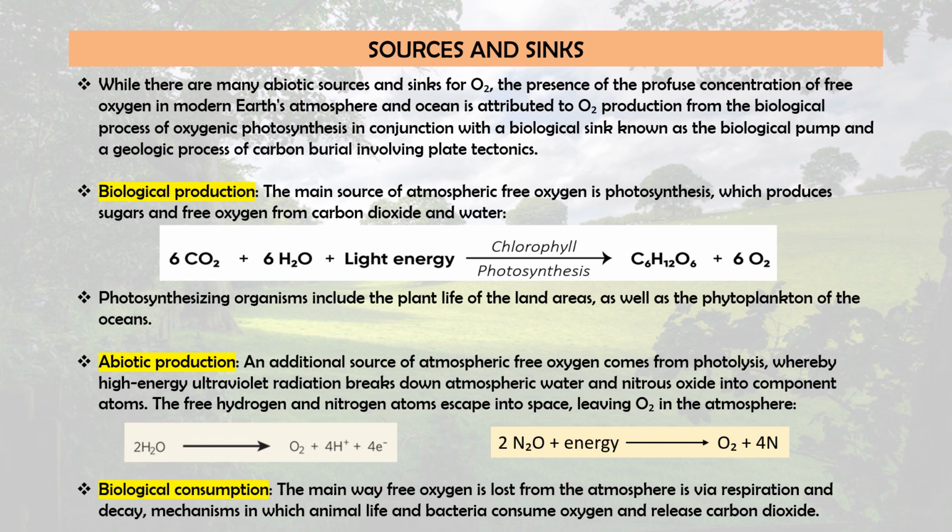The main way free oxygen is lost from the atmosphere is via respiration and decay mechanisms, in which animal life and bacteria consume oxygen and release carbon dioxide. So biological production and abiotic production are the sources through which we get oxygen, and biological consumption depicts the sinks. Humans, animals, and plants all consume oxygen and release carbon dioxide. So this is an example of a sink.